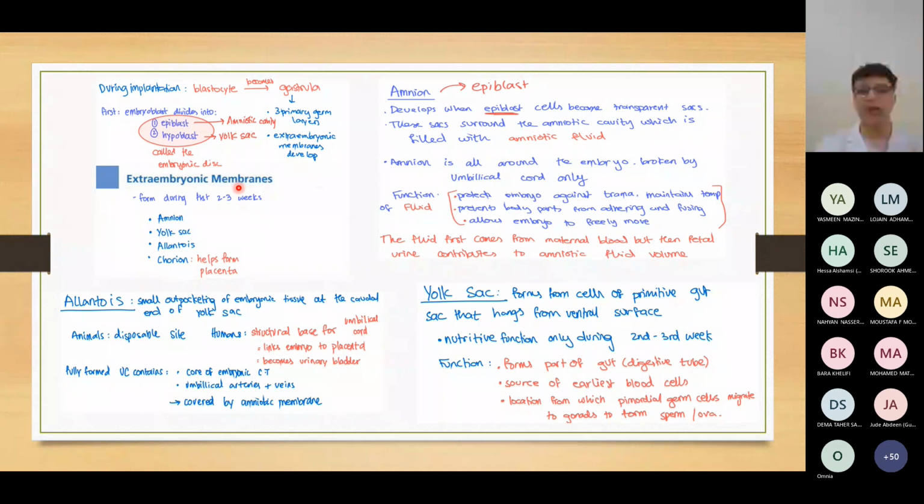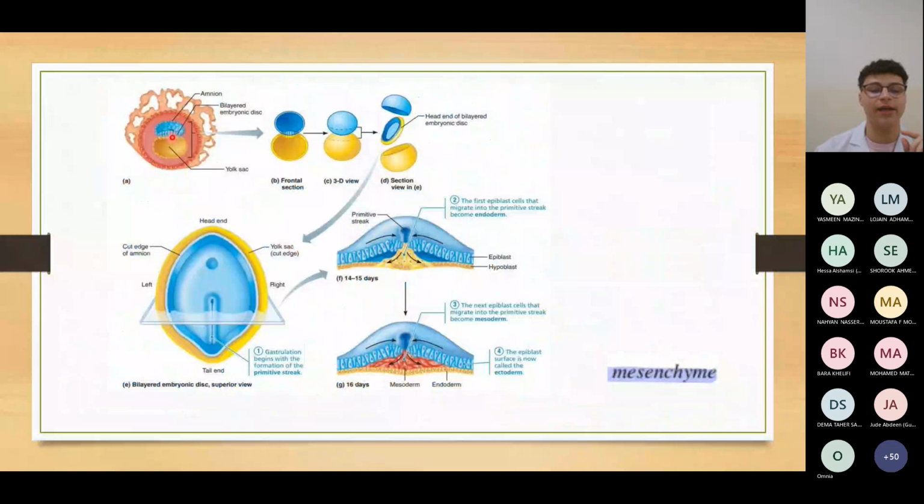The chorion was previously explained. It forms a part of the placenta. I won't get into much detail with the chorion, yet I'm going to explain these three important extra-embryonic membranes. What is the amnion? Let's first start with the amnion. As you can see here, this is the epiblast. The epiblast cells are going to proliferate and make something like a balloon. As you can see here, it makes something like a circle. These cells above, which come from the epiblast, we call the amnion.